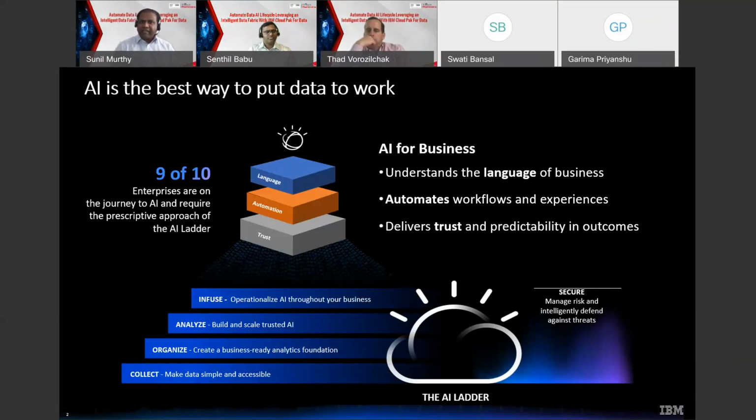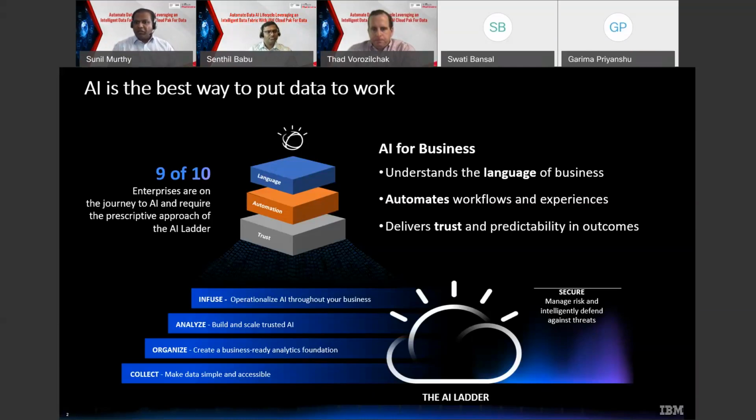So what is this AI ladder, the prescriptive approach? Make data simple and accessible. That's your foundation element, right? Collect data of every type, any type, regardless of where it lives. That is our fundamental approach. We don't advocate necessarily lifting and shifting and disrupting data where it resides. We enable accessibility for data where it resides. So that's your first step.